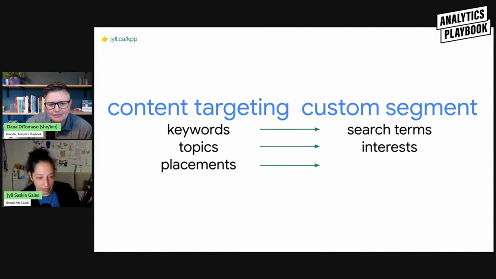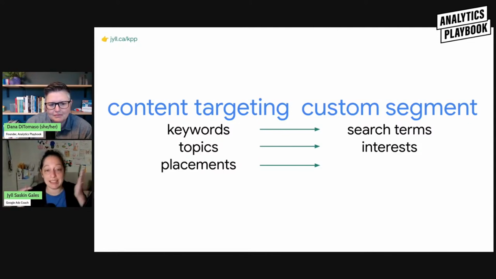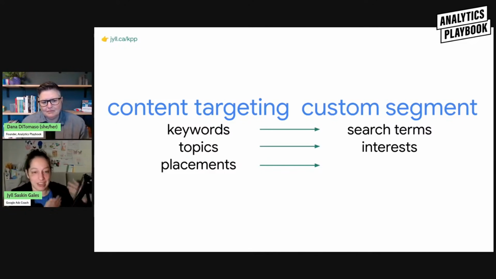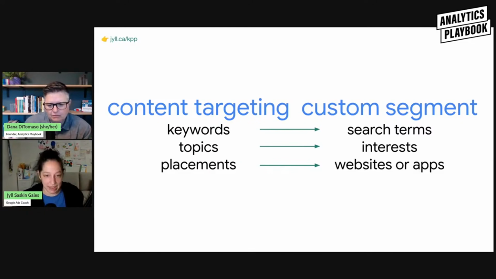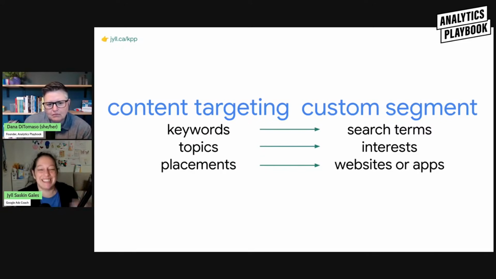There are certain topics where you want to place your ads. Well, you can put those in a custom segment as interests and show ads to people who are interested in certain topics. And then placements, what do we do with that? Well, you can build a custom segment of people who visit certain websites or apps. And instead of showing ads on that website or in that app, you show ads to people who visit websites like that or apps like that as they're doing other things online.